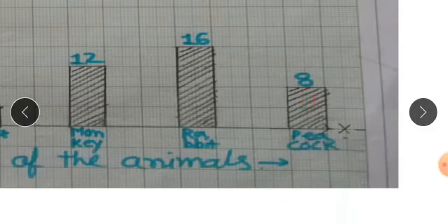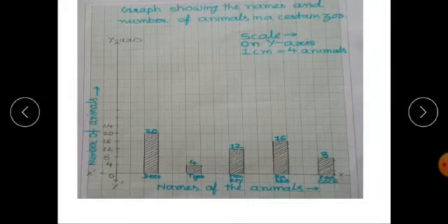And then last one is peacock, their number is 8 and therefore the height of this column or rectangle is equal to 8 units. Now students, in the previous bar graph, I have drawn the columns or rectangles having width equal to 2 boxes. But here I have taken the distance between two successive columns equal to 2 boxes, and the width of each and every rectangle or column in this bar graph is equal to one box only. Accordingly you have to draw this bar graph also.